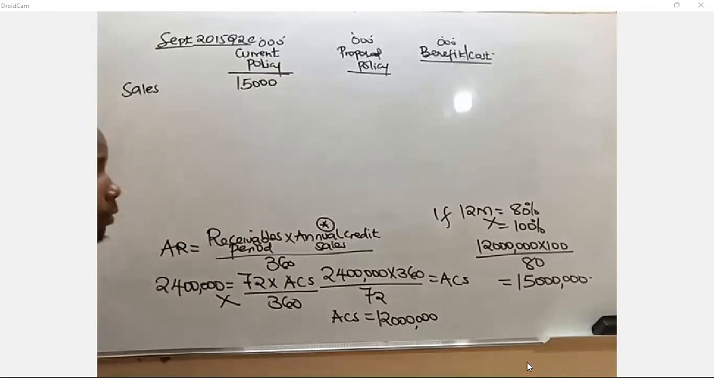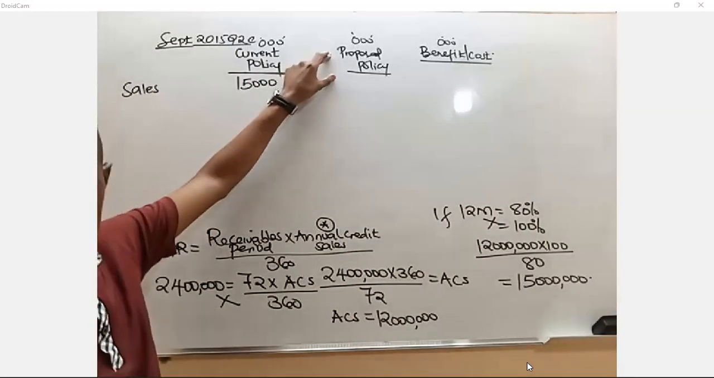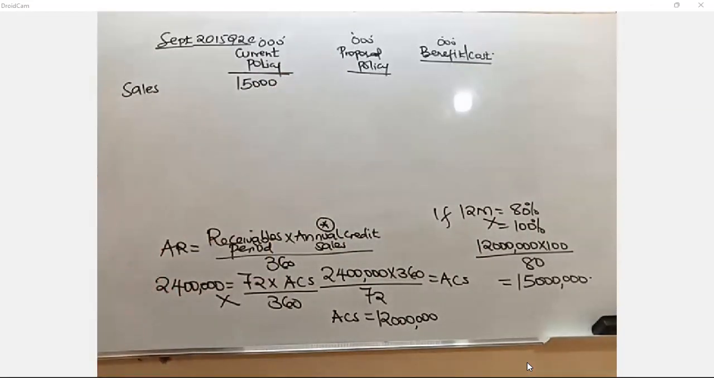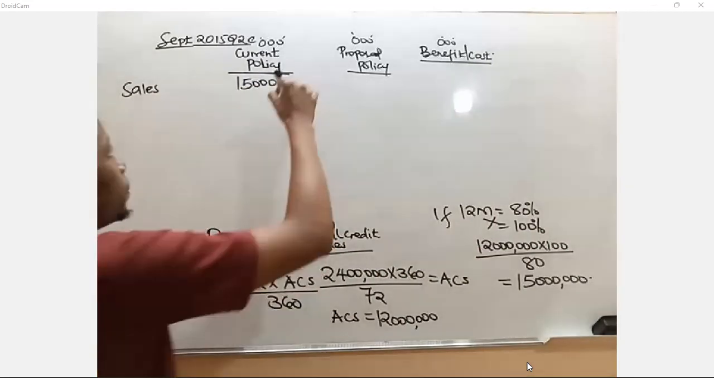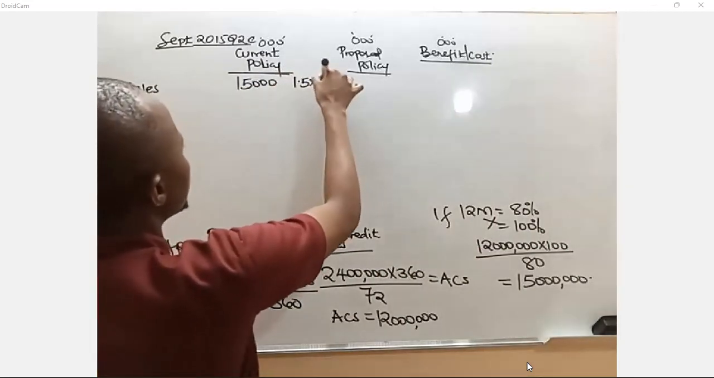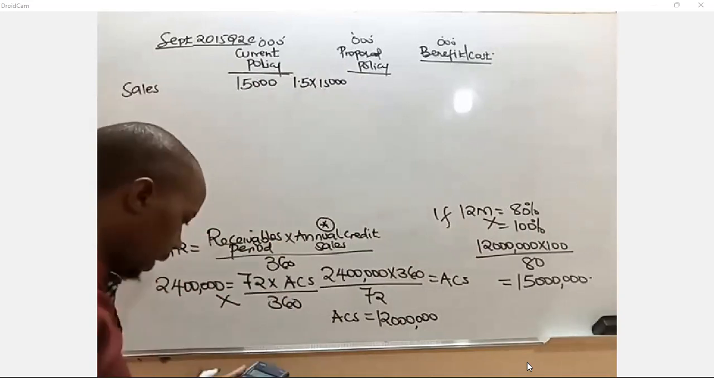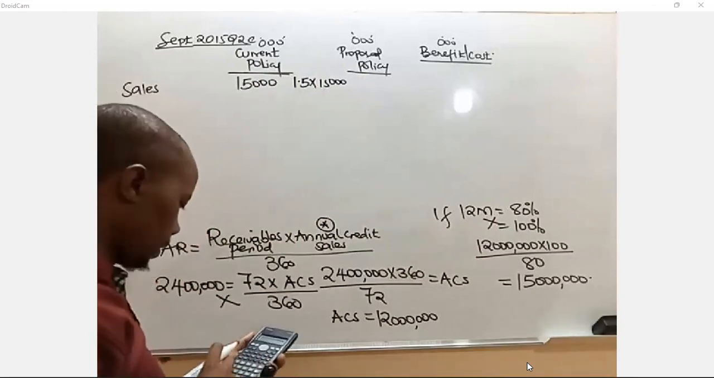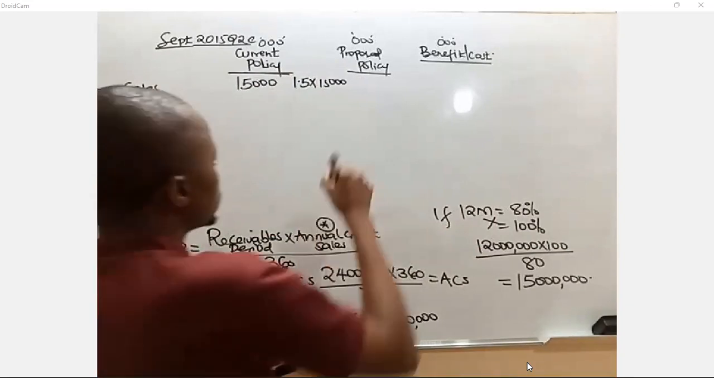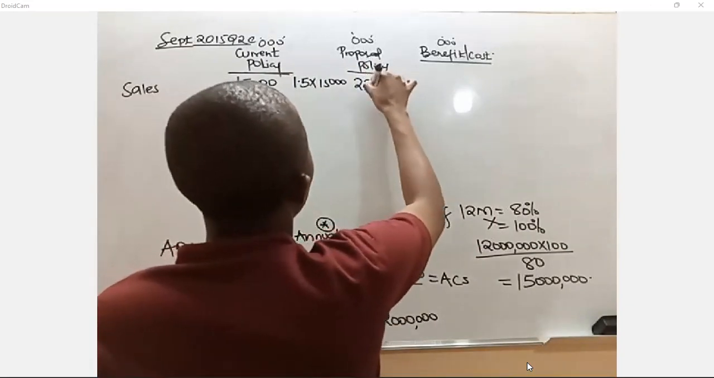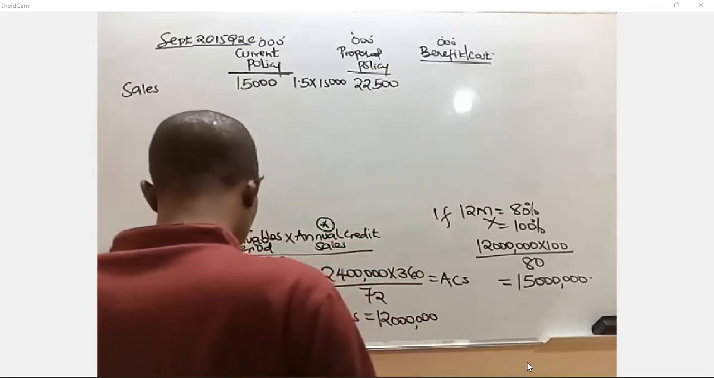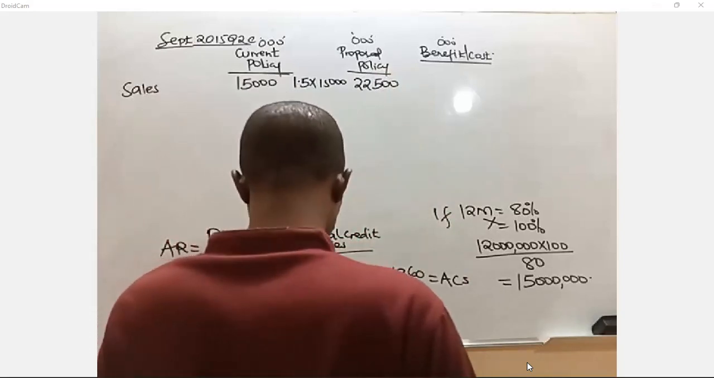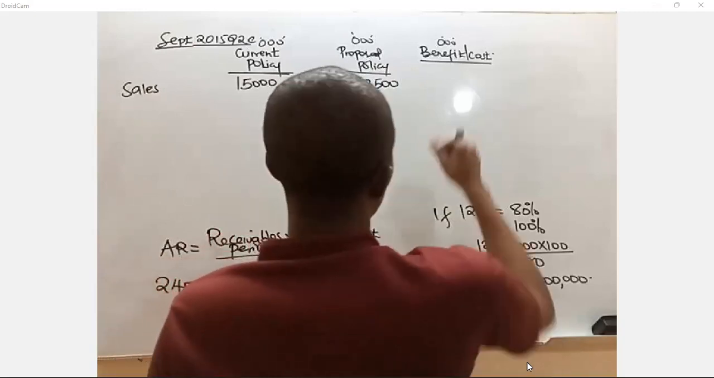Once you get the 15,000, let us look at the proposed policy. How much would be our sales? We are being told the firm's total sales per annum will increase by 50%. So it will be 1.5 times 15,000, that is 150% times 15,000, getting 22,500. What are the benefits accruing to the organization? We have 7,500 here.